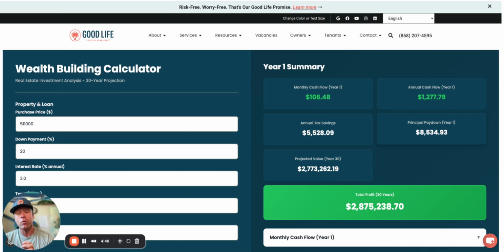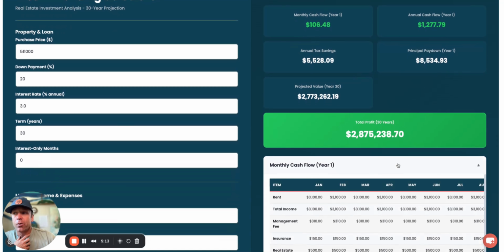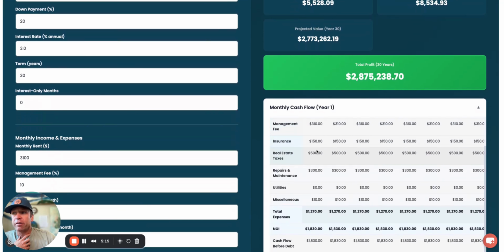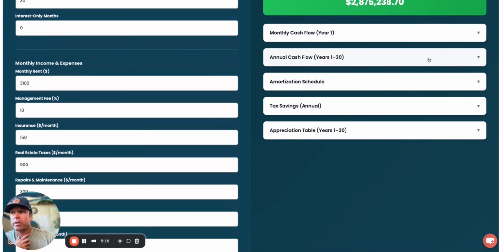And they need to be focused on cash flow because they're in cash flow markets where usually the property is not going to go up in value, or they're not going to have some of these other sophisticated things to pay attention to besides cash flow. So principal pay down, $8,500, and then projected value over 30 years, and then a total profit if you held it for 30 years. So if you open up the monthly cash flow, you'll see everything here that you put in on the inputs. And we tried to make this really simple.